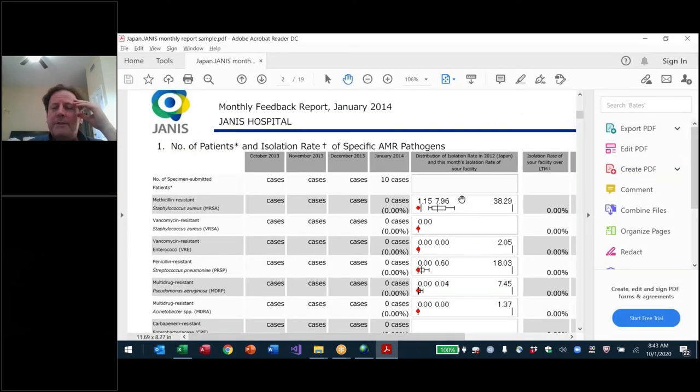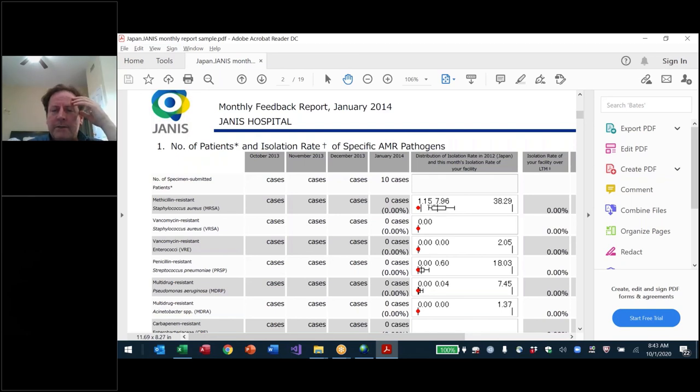Okay, so here what you see is very nice. It's what we call a box plot. And the red is for your hospital within the context of the country. In the country, let's focus on MRSA 0 cases. Well, okay. So in the country, 7.96 is the median value.